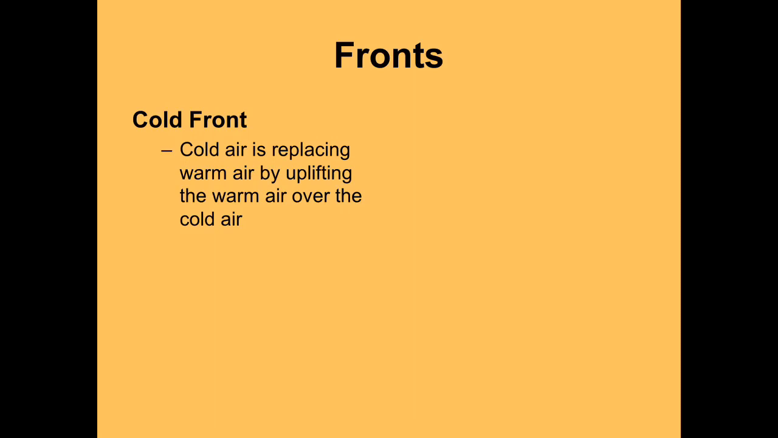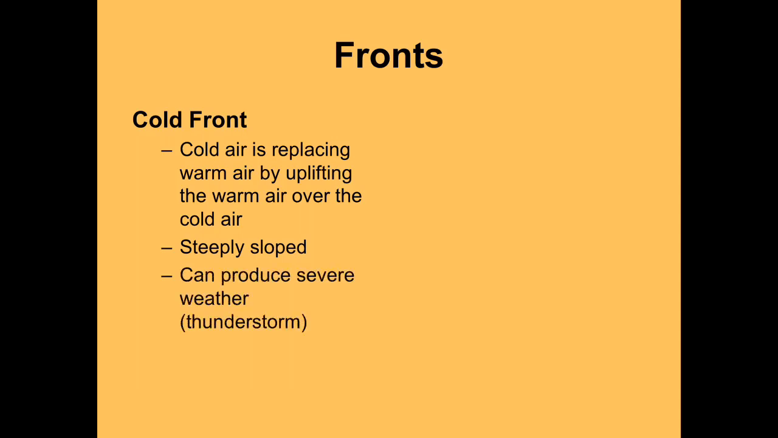All right, the cold fronts. Cold air is replacing warm air by uplifting the warm air over the cold air. Cold air is much more dense than warm air, and dense objects tend to sink compared to objects that are less dense. So warm air will rise on top of the cold air. It's a very steeply sloped front. As it comes in, it's very vertical and can produce severe weather, thunderstorms.